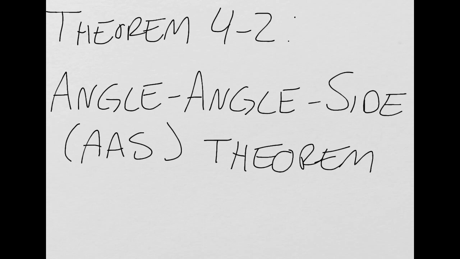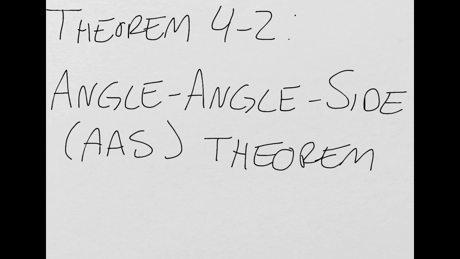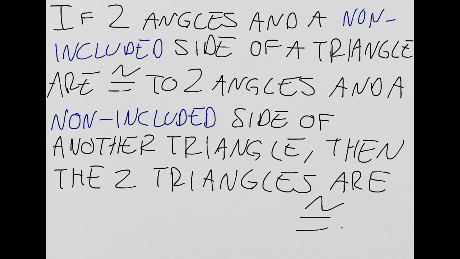Now we're going to take a look at theorem 4-2, and this is the angle angle side, or AAS theorem. What this theorem tells us is that if I have two angles and a non-included side of a triangle are congruent to two angles and a non-included side of another triangle, then the two triangles are congruent.